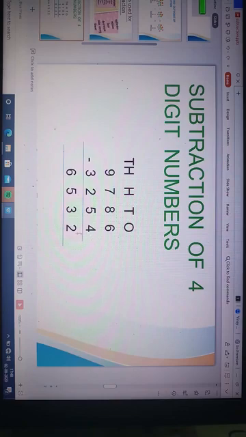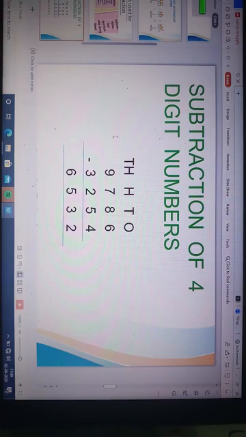6 minus 4 is 2. Second step is subtract tens. 8 minus 5 is 3. Then subtract hundreds. 7 minus 2 is 5. And the fourth step is subtract thousands. 9 minus 3 is 6. Is it clear, beta? In order to subtract 4-digit numbers, first subtract ones, second tens, then hundreds, and then thousands.